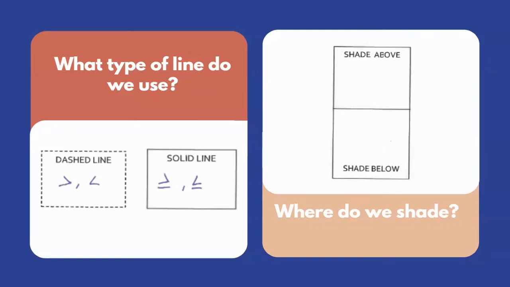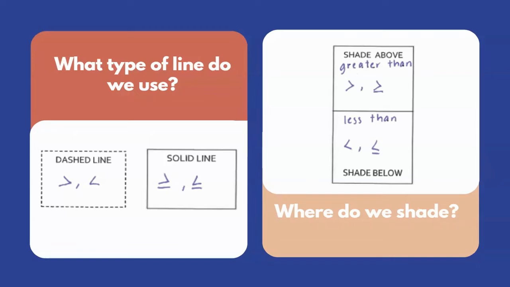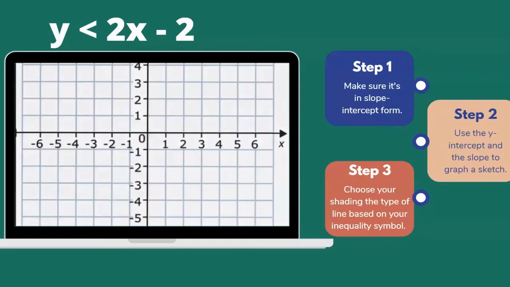The next question we need to answer is, where do we shade on this graph? And that also depends on what type of inequality symbol we have in the problem. We shade above if the inequality symbol is greater than or equal to. We shade below if the inequality symbol is less than or equal to. So let's look at an example together.